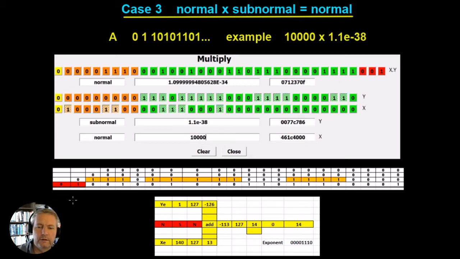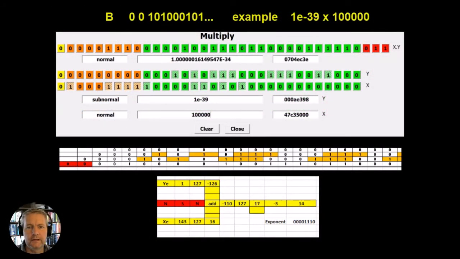So let's look at the second option. Now the second option is a 0 and a 0. The other options, a 1, 0 and a 1, 1, don't occur. So here's the second and final case that we're going to look at. And this is where we have a 0 and a 0 in these leading bits. Now an example of that would be 1e to the minus 39 times 100,000. And I've put those values in here and you can see the results.